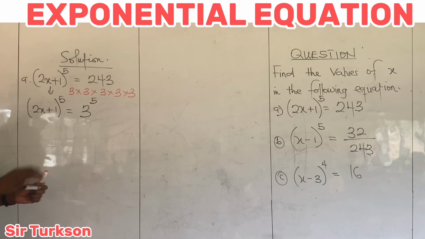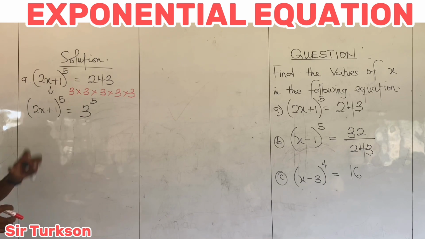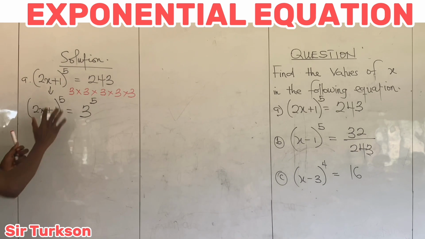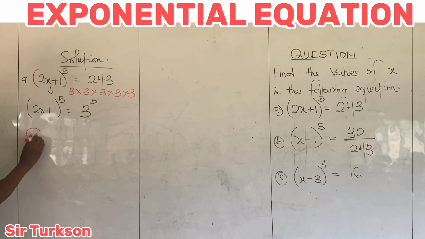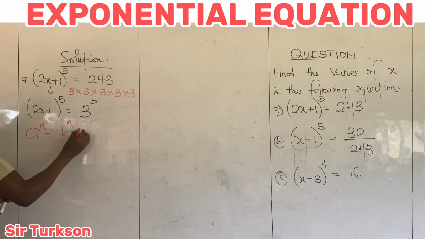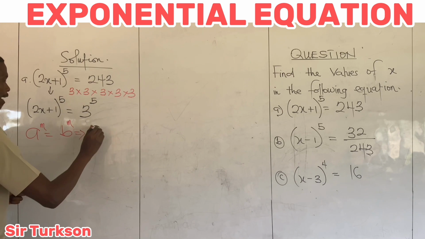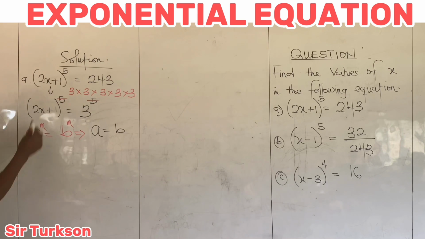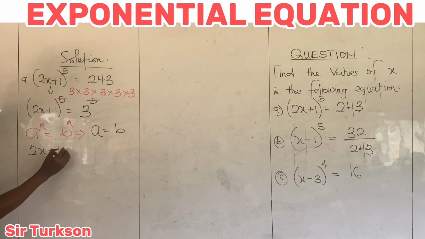Good. So if you have something like this, we know that in indices, where exponents are the same, we can work with the base. Here, you realize that the exponents are the same. So I'm going to say that a exponent n equal to b exponent n implies a equals b. So what happened? We have taken out the exponents, the 5. Then drop the equation by the equation bar. I'm going to have 2x + 1 equals 3. We are looking for the value of x.